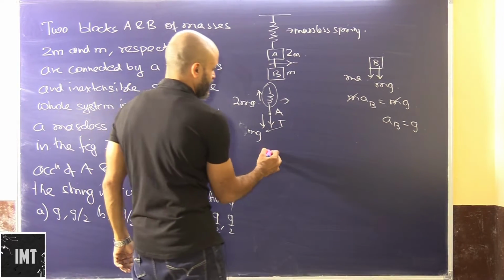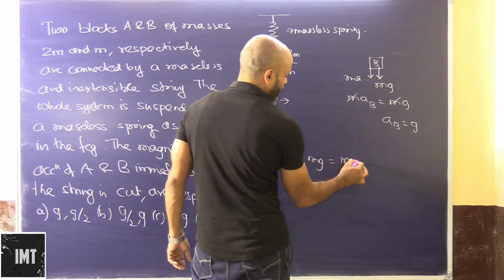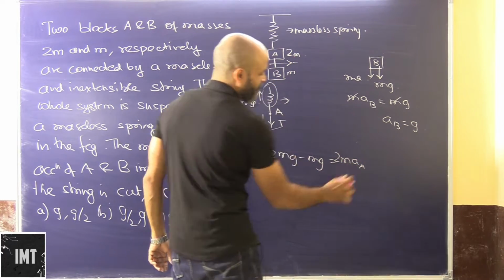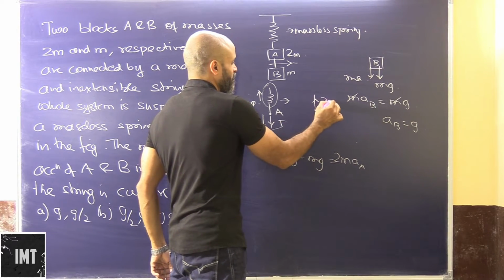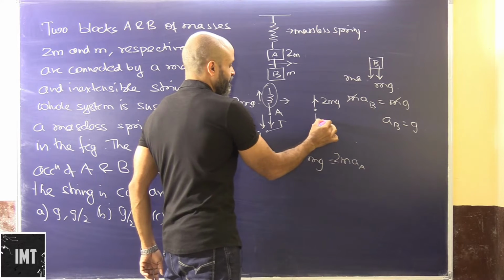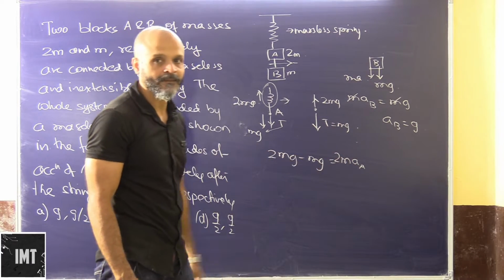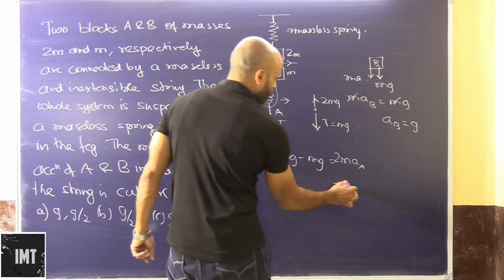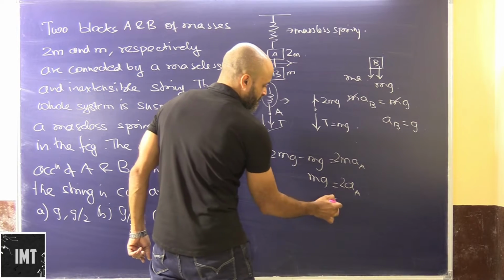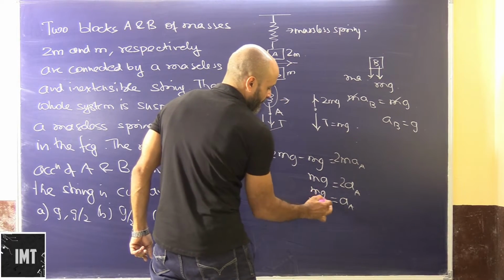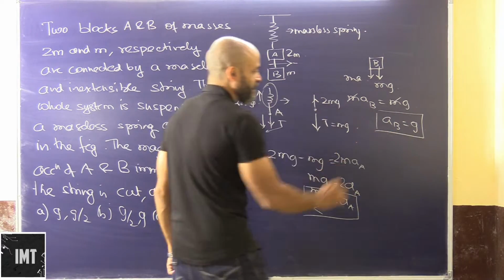So what will be its acceleration? So 2 mg minus mg will be equal to 2m times a of A, let's say this is the acceleration of A. Look at this. This is basically being acted upon by a force of 2 mg, and here the tension is equal to mg. So 2 mg minus mg is equal to 2ma. Immediately after the string is cut, it will undergo an acceleration a, which is mg by 2m. So acceleration of A is g by 2. Acceleration of B is g.